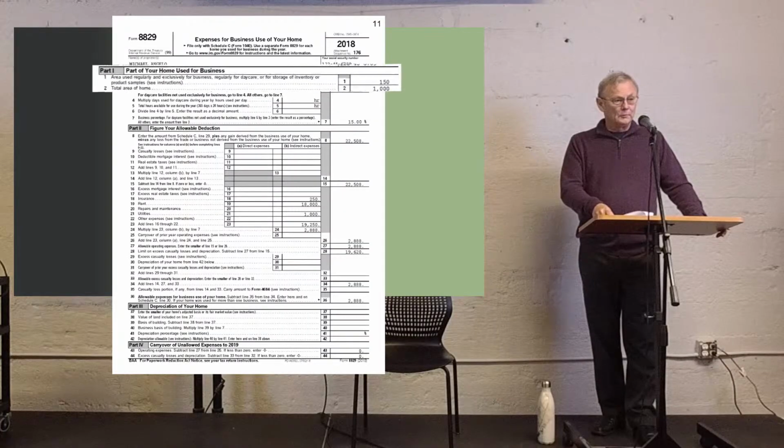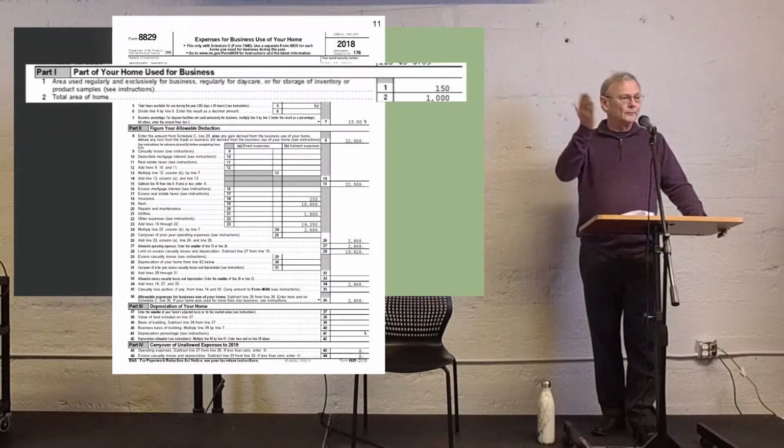But what you can't do is, again, take it if it's used for other purposes. The way the deduction is computed is first you figure out what the square footage is that you are using for business. A typical bedroom is going to be somewhere around 125 square feet, 10 by 12 or something like that. If it's all used for business, you can take 120 square feet. If half of it's for business, you take 60 as your square footage total. That part is reported on line 1.